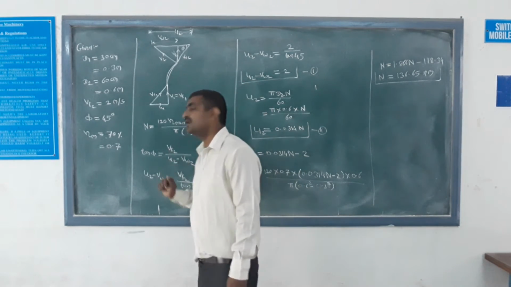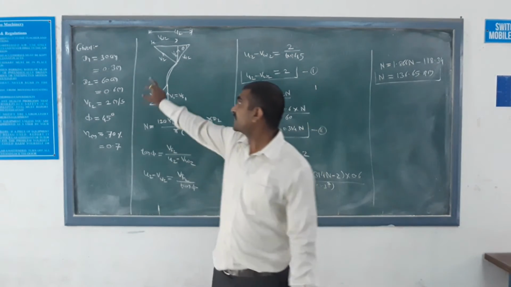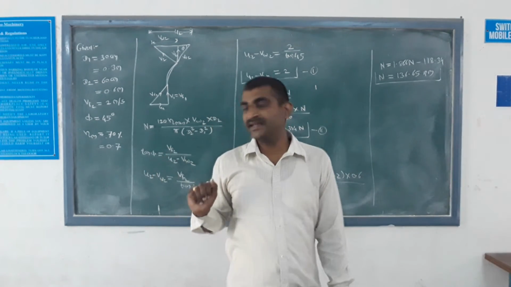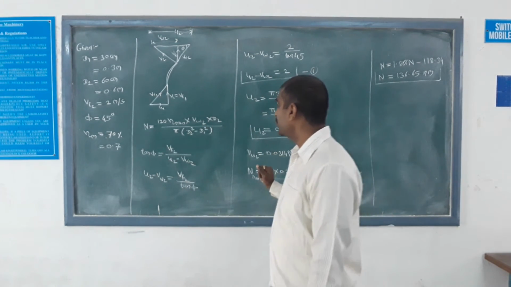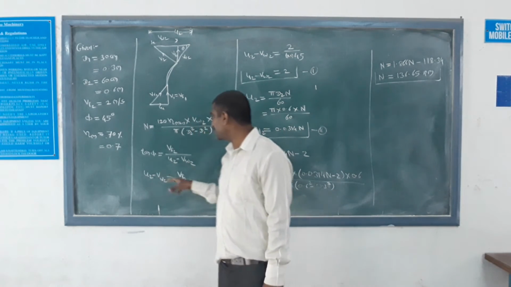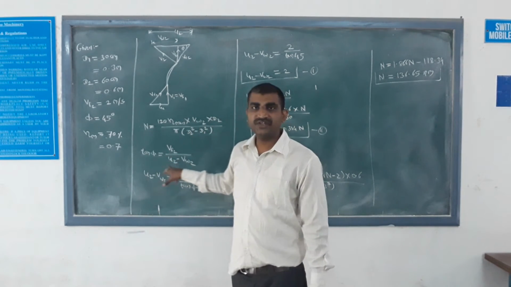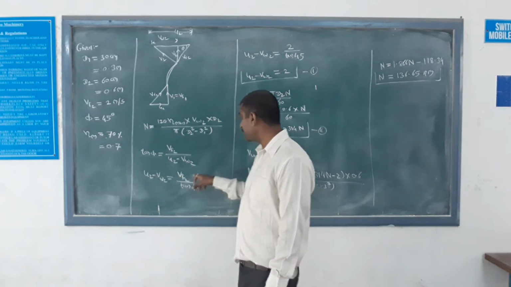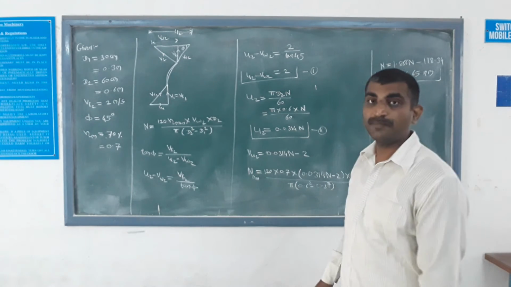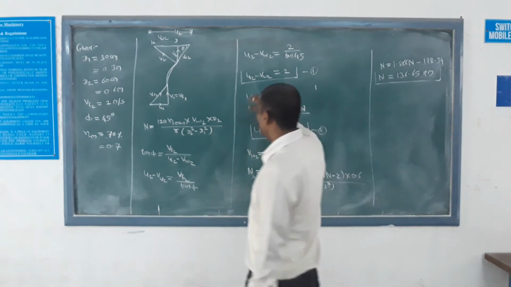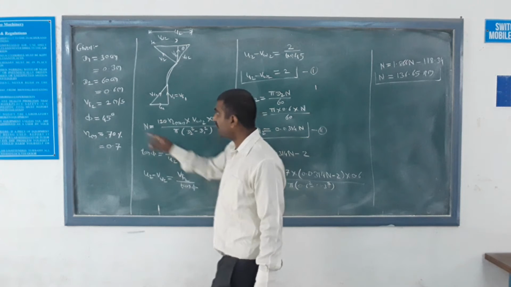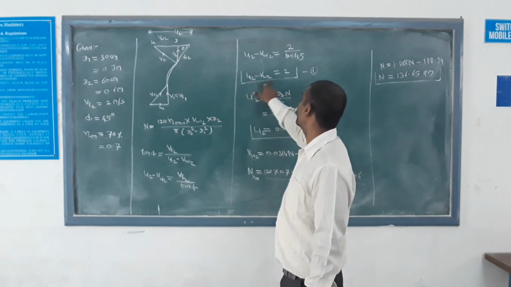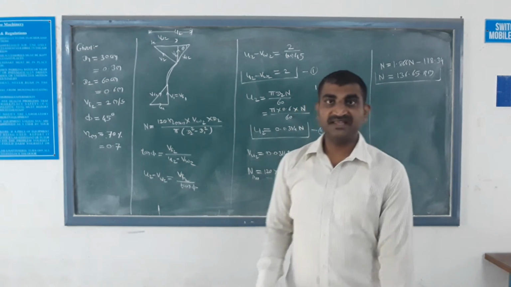From the outlet triangle, tan phi equal to Vf2 upon U2 minus VW2. After rearranging this equation, we get U2 minus VW2 equal to Vf2 upon tan phi. We know Vf2, and we know tan phi because phi is 45 degrees. From this we get U2 minus VW2 equal to 2. This is equation number 1.